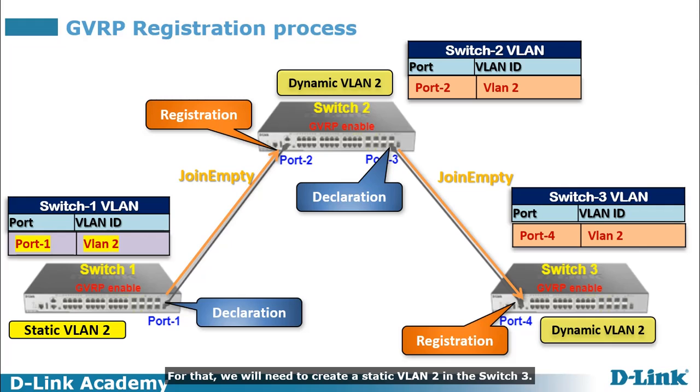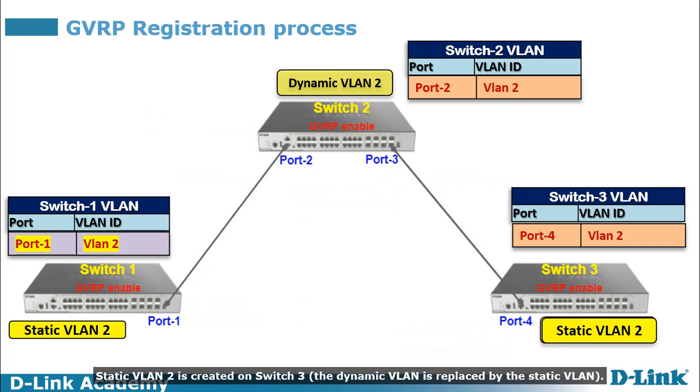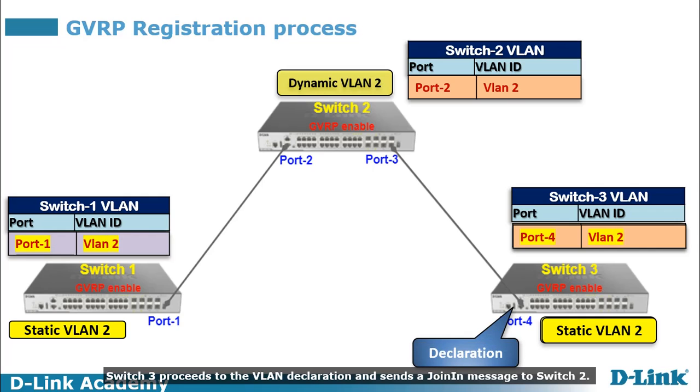For that, we will need to create a static VLAN 2 in switch 3. The process is as follows. Static VLAN 2 is created on switch 3. The dynamic VLAN is replaced by the static VLAN. Switch 3 proceeds to the VLAN declaration and sends a join in message to switch 2.